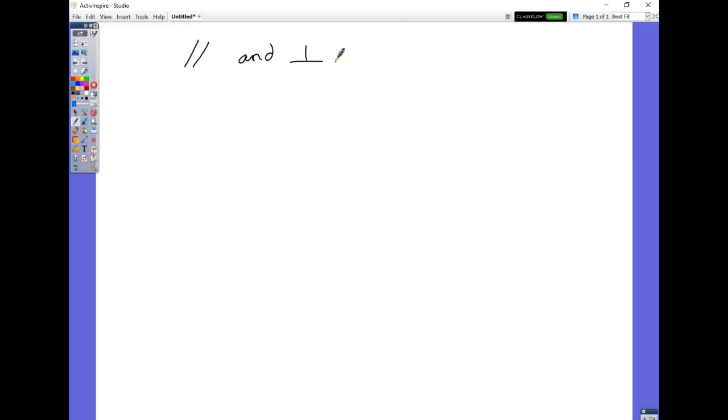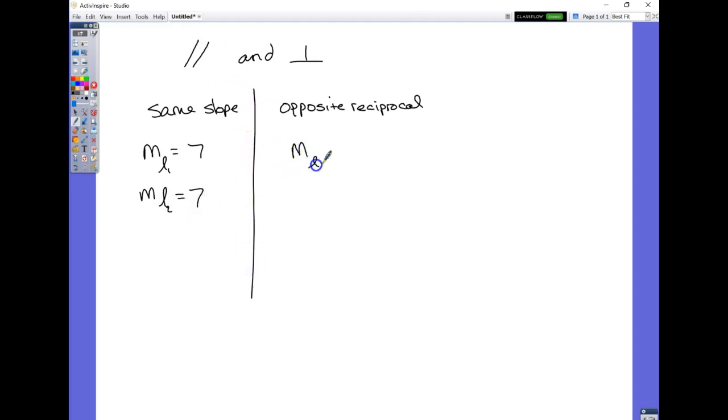Big thing you need to know, parallel lines have the same slope. Perpendicular lines have opposite reciprocal slopes. For those of you who are not used to me using actual academic language, it means if the slope of line 1 is 7, then the slope of line 2 must equal 7 in a parallel line, and in a perpendicular line, the slope of line 2 must equal -1/7. Cool.